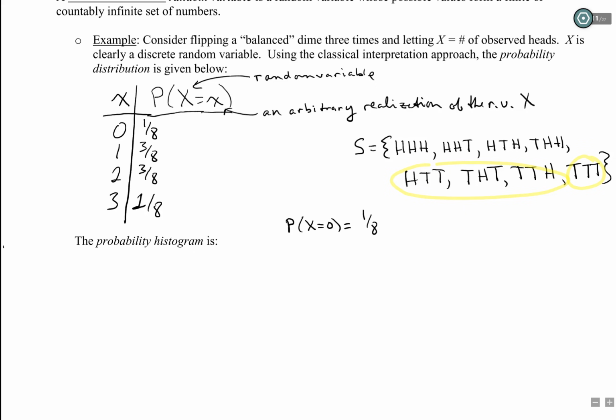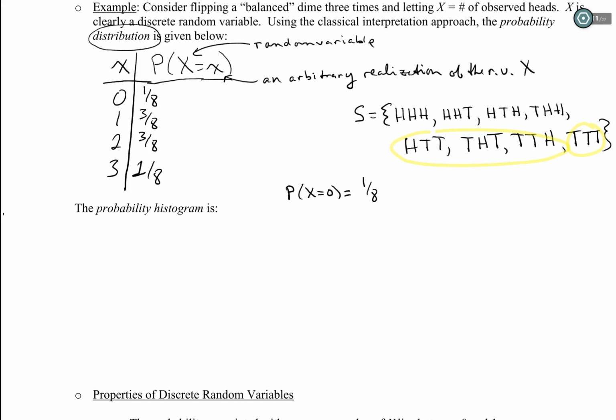This is called the probability distribution. It gives me the possible values of the random variable with their associated probabilities. It uses this name distribution. We've seen this before in terms of a frequency distribution. The idea is kind of the same, except we're dealing with a random variable and not a data set. But we are looking at a listing of the possible values of the variable and their associated probabilities.